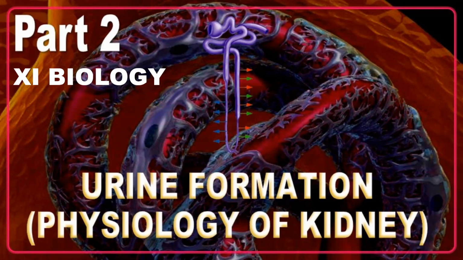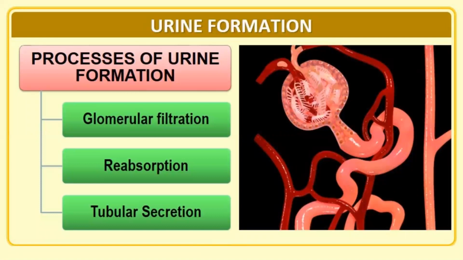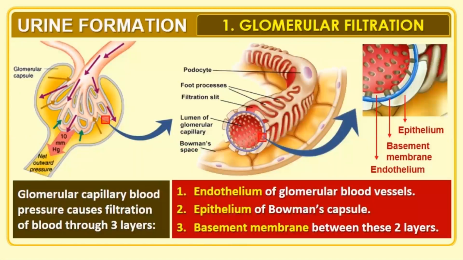In this video, we will learn urine formation, the physiology of kidney. The process of urine formation includes glomerular filtration, reabsorption, and then tubular secretion. Let's begin with the glomerular filtration.